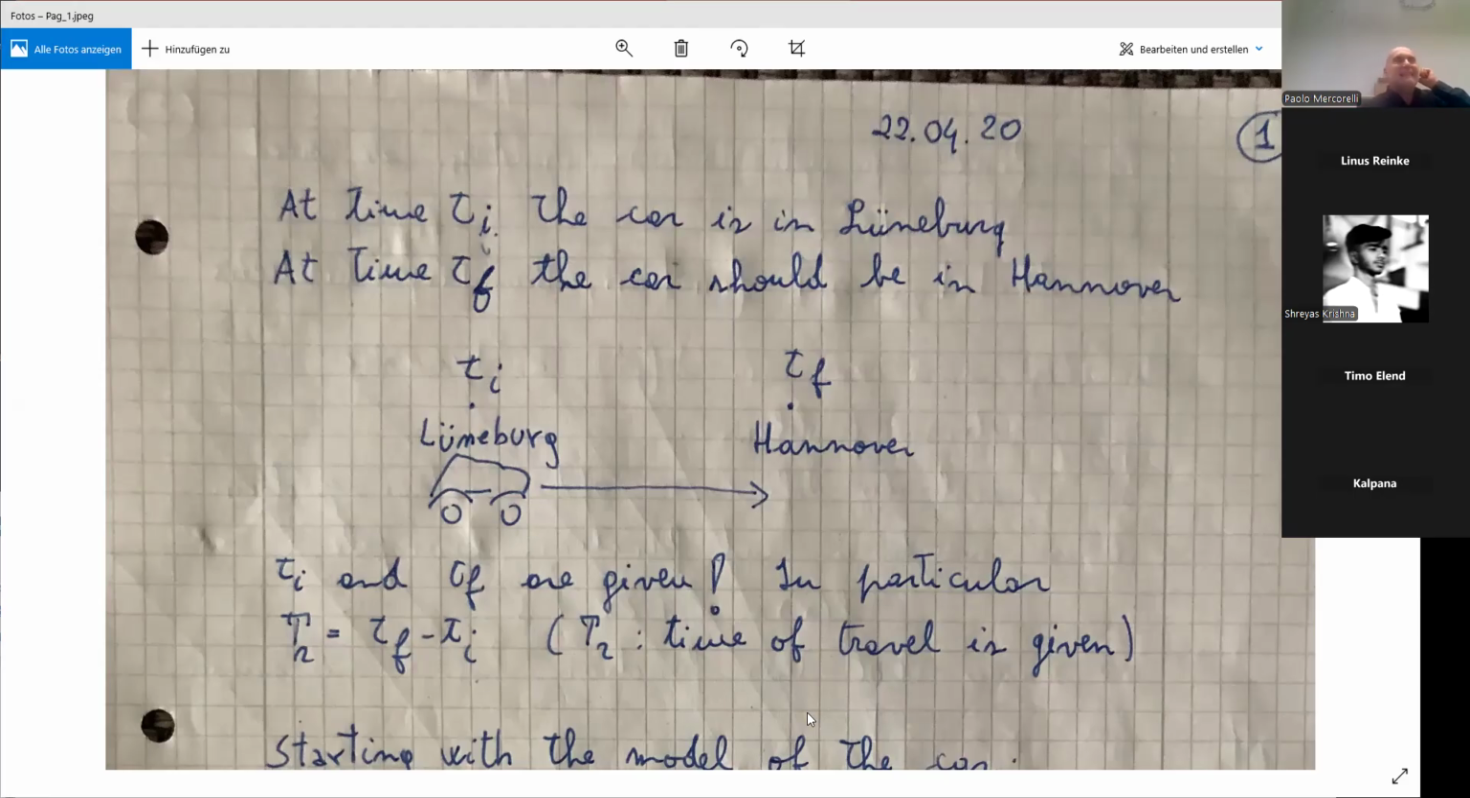Let me consider this problem, which is easier than considering one with Tf free. We will see what I intend by free. This is easier to understand. I would like to reach Hanover from here within 1 hour.